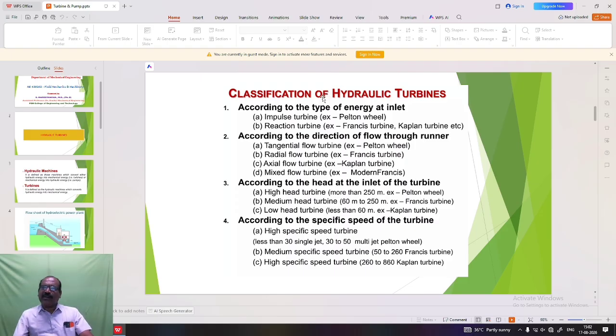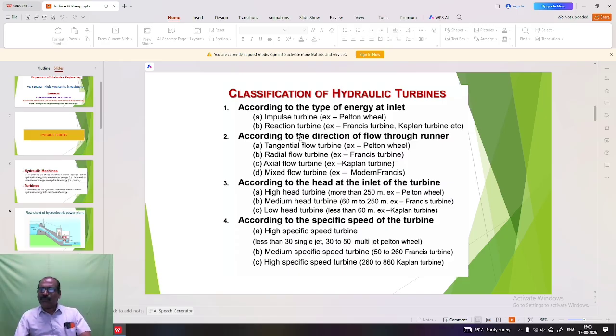Now, classification of hydraulic turbines. Turbines are classified according to 4 categories: type of energy at inlet, the direction of flow of water through the runner, the head at the inlet of the turbine, and the specific speed of the turbine. According to types of energy, turbines are divided into two types: one is the impulse turbine, and the other is the reaction turbine. The example for the impulse turbine is the Pelton wheel, and examples for reaction turbines are the Francis and the Kaplan turbines.